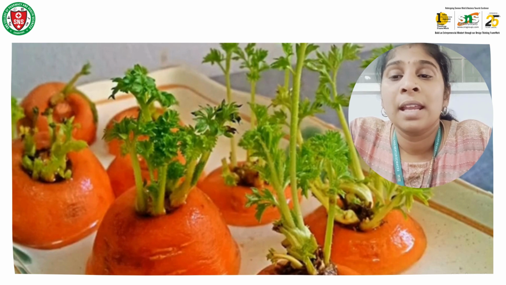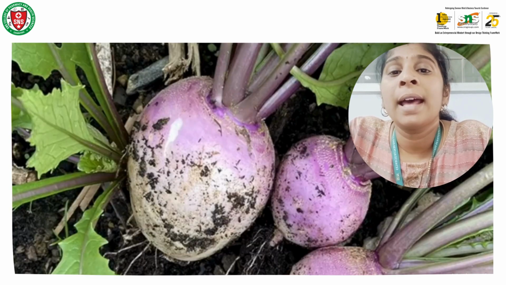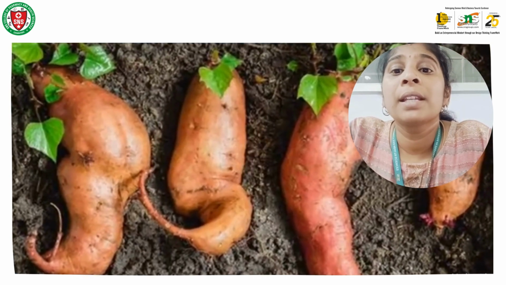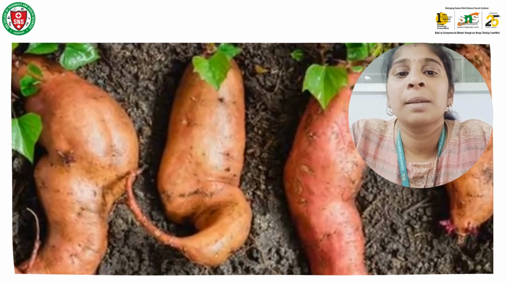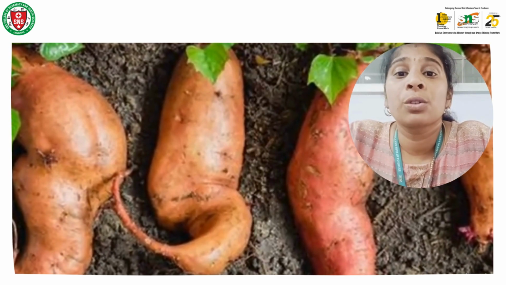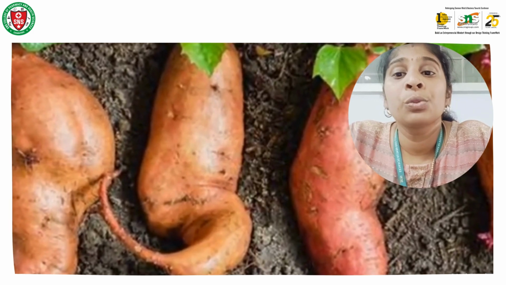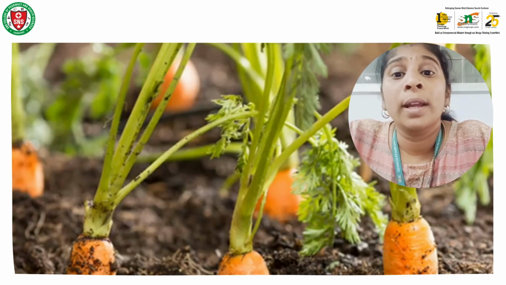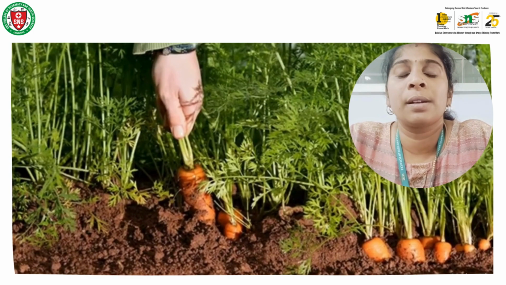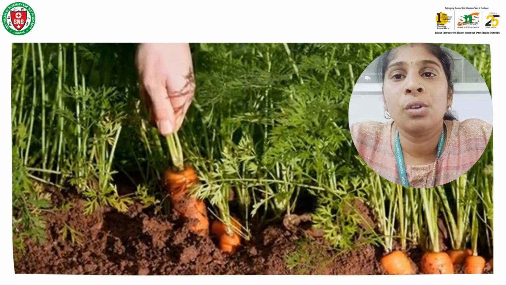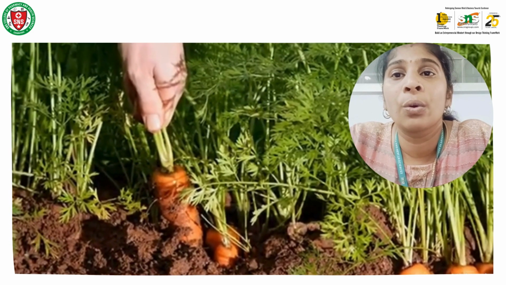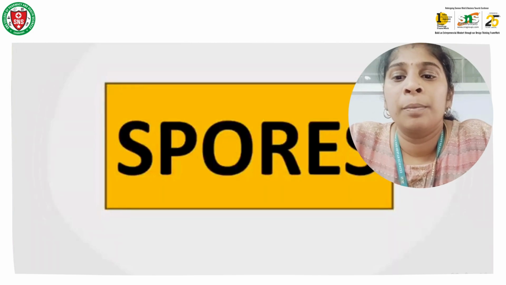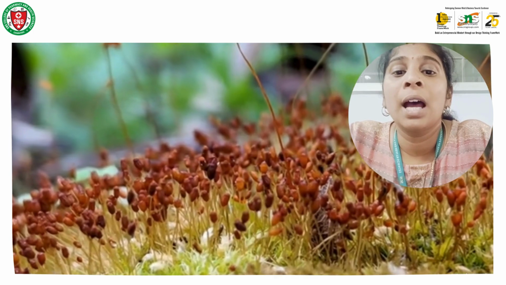Coming to the next section, that is root. For root, we can take carrot as the best example. Carrot develops into a new plant when it is kept for some time in water. Turnips and sweet potato are also roots which develop into shoots. Carrots are tubers, and when planted into soil they develop buds, which grow into a shoot system. Later the shoots are detached from the parent plant and grown as separate plants, and it grows separately for cultivation.